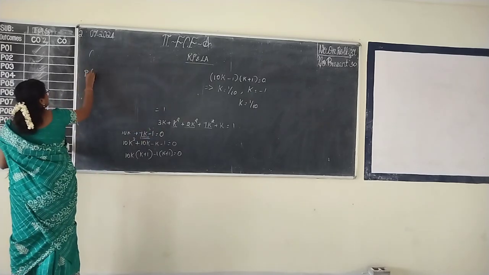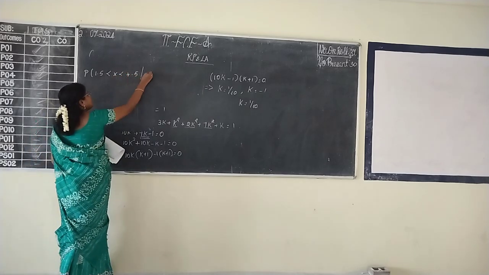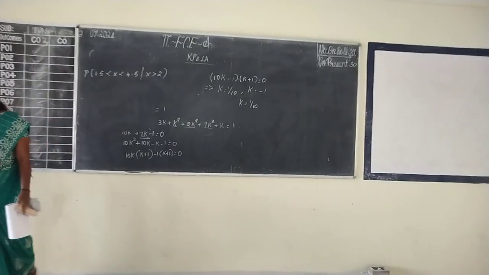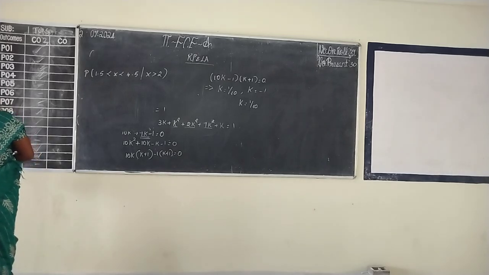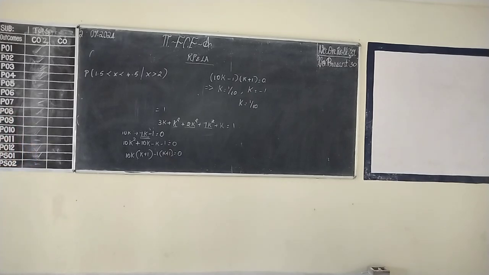Probability of 1.5 less than x less than 4.5 given x greater than 2. Okay, what probability is this one? Given, it's conditional probability. You know the formula P of A given B: P of A intersection B by P of B. Numerator will be combination of both, denominator will be the second one. So now we are going to solve this one using our conditional probability formula.